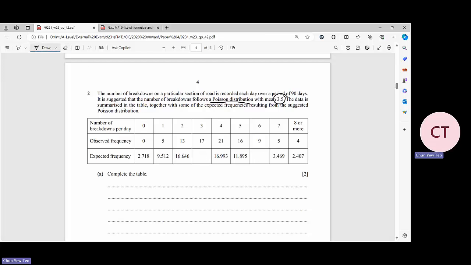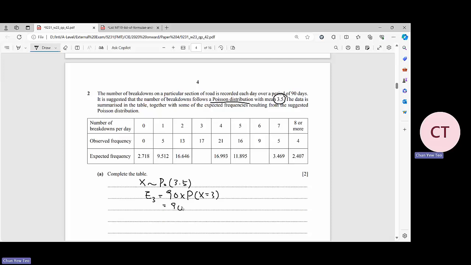So what you need to do now is to find these values. I call this one E1, this one E3, and this one E6, the expected values. Okay, so E3 is equal to, you have 90 days. I think first of all, we should state the Poisson distribution. X is Poisson distributed with mean 3.5. Then E3 is actually equal to 90 days multiplied by P(X = 3).